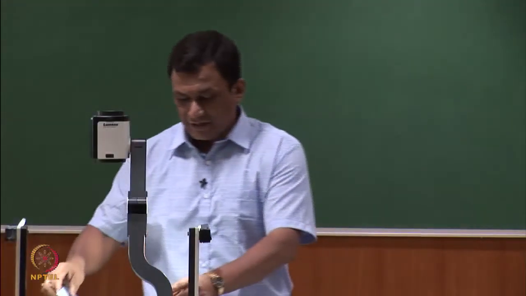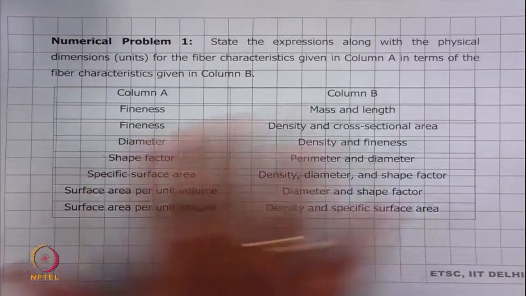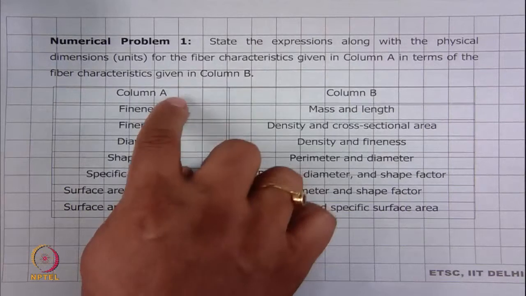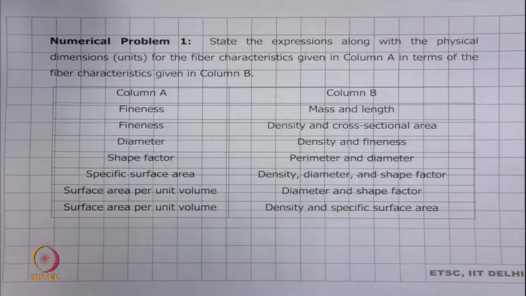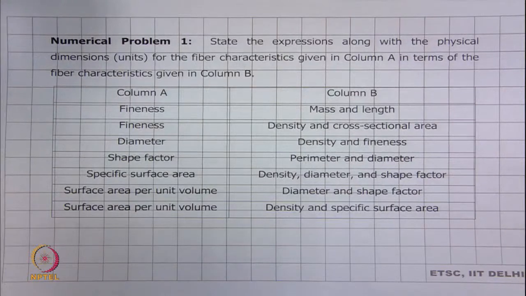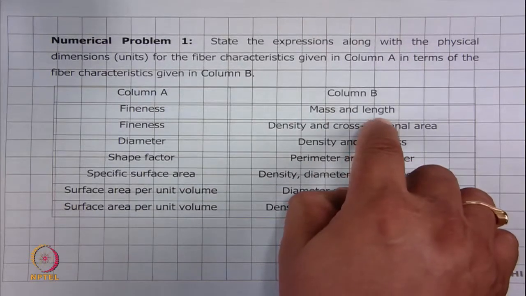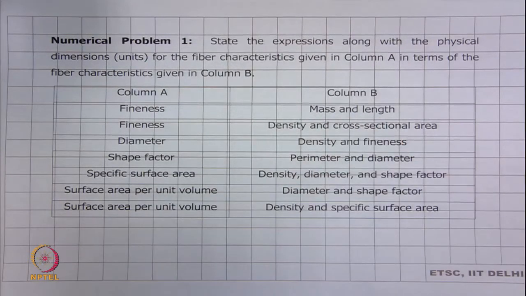The very first numerical problem is this. You will see there are two columns written, column A and column B. Under column A, certain characteristics of fibers are written. Under column B, the corresponding characteristics of fibers are written. You have to express each fiber characteristic in terms of the corresponding fiber characteristics along with units. So, this exercise is given to help you write the correct expressions in terms of units.